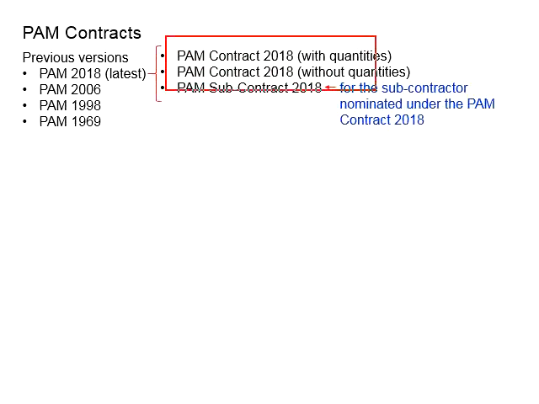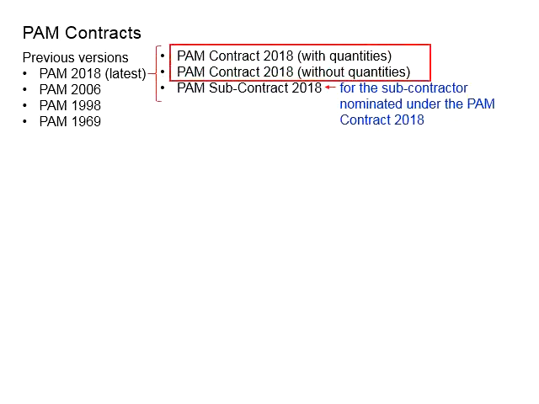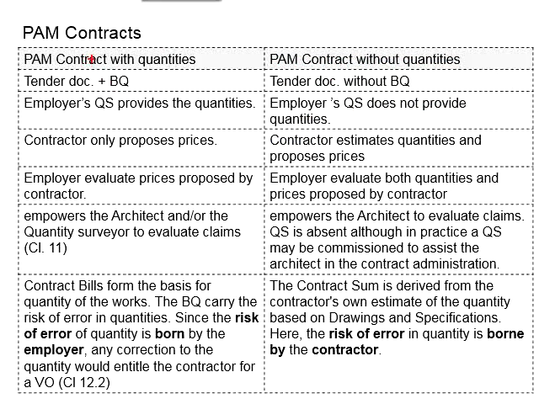The two PAM Contract 2018 forms here are meant for the main contractor, while the third one, PAM Sub-contract 2018, is for the subcontractor nominated under the PAM Contract 2018. Now let us look at the difference between the two PAM Contract 2018 forms. One is with quantities, another one is without quantities.